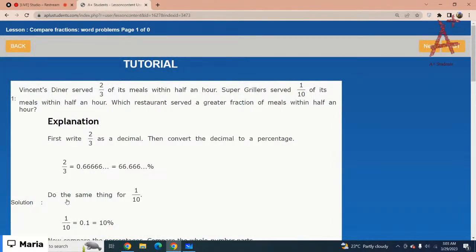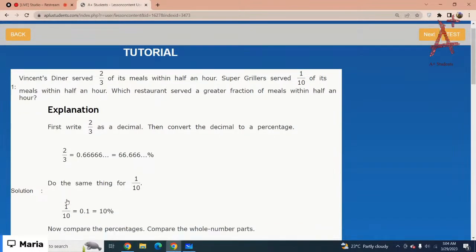Vincent's Diner served two-thirds of its meal within half an hour. Super Grillers served one-tenth of its meal within half an hour. Which restaurant served a greater fraction of meals within half an hour? So basically you have to compare 2 by 3 and 1 by 10. Got it? Just convert them to decimals. 2 by 3 equals 0.66 and 1 by 10 equals 0.1.